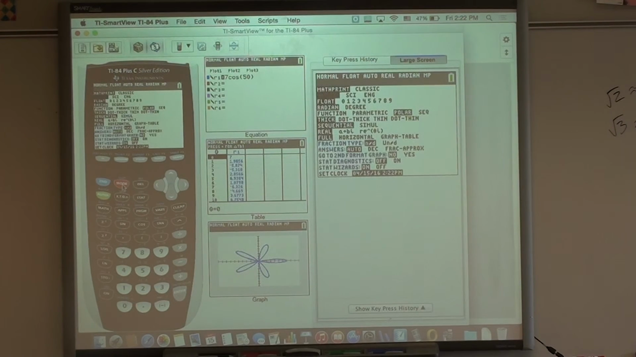First thing you have to do is change your mode. So make sure when you hit mode that you are in polar. You have function, parametric, you want to switch to polar. And please make sure you are in radians. I cannot emphasize enough, if you are accidentally in degrees on the day of the AP exam, you will probably lose about 10 points off your raw score. That's a big deal. So you really need to make sure your calculator's in radians, for everything.